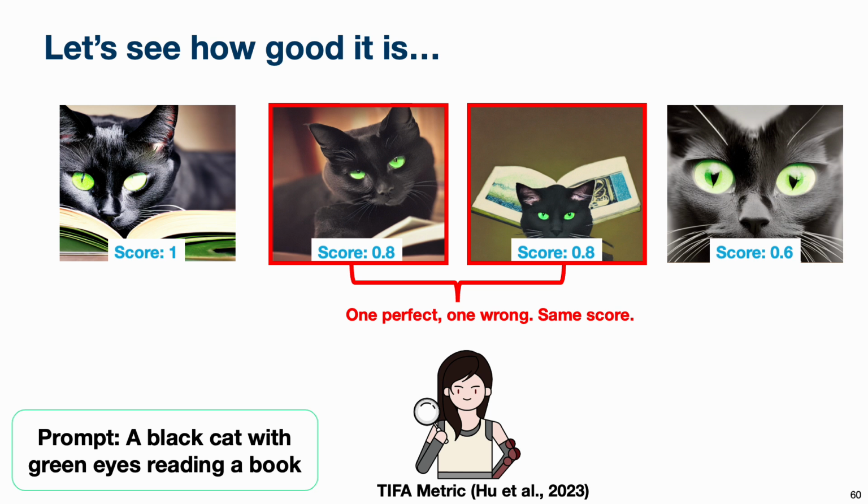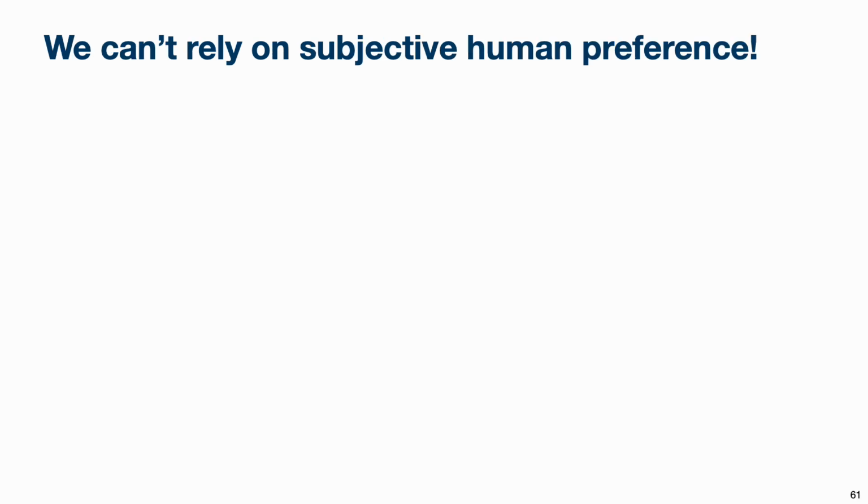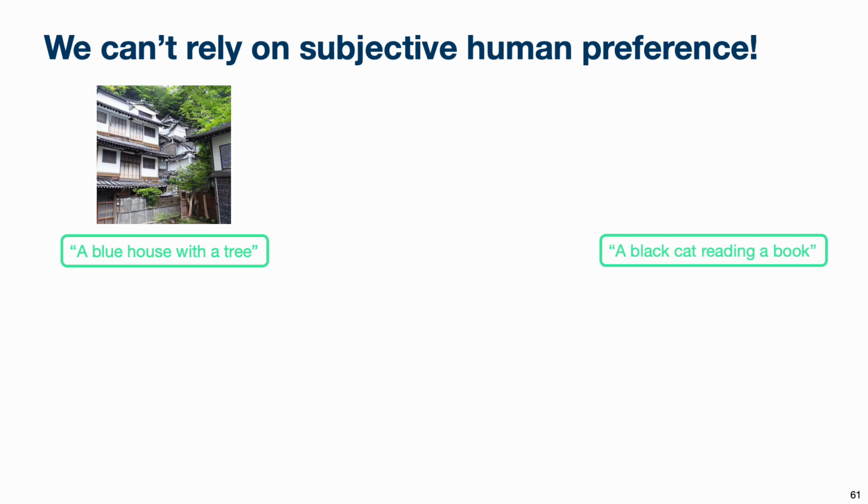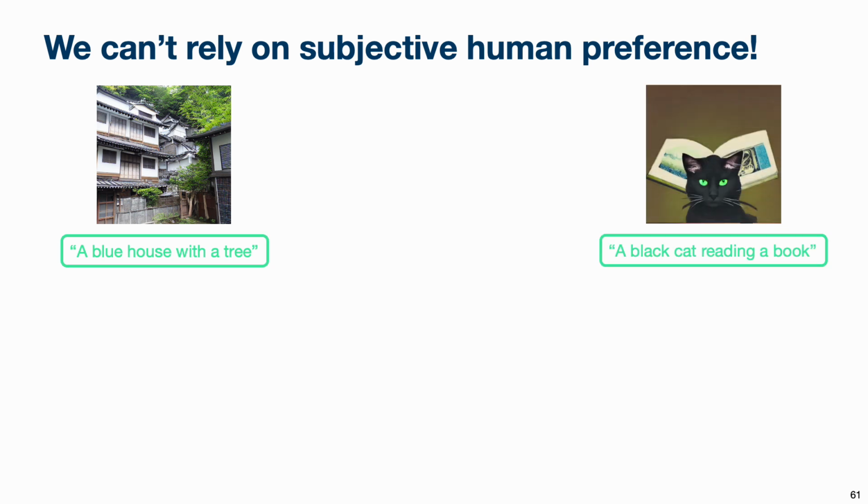And yet, they both get assigned the same score. The key insight here is that we can't rely on subjective human preference between unrelated images as a basis for determining which metric is better.